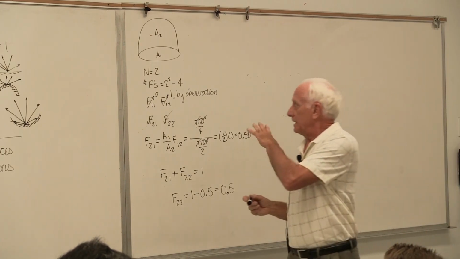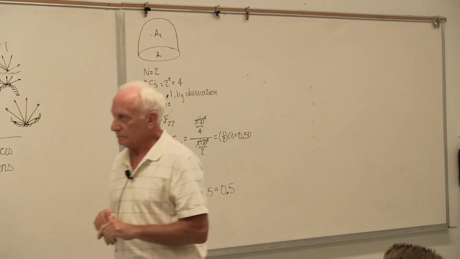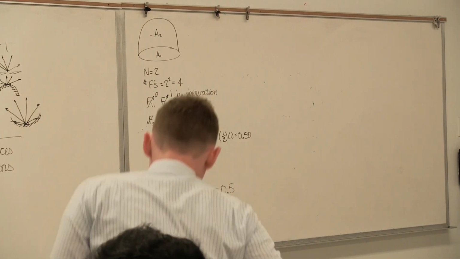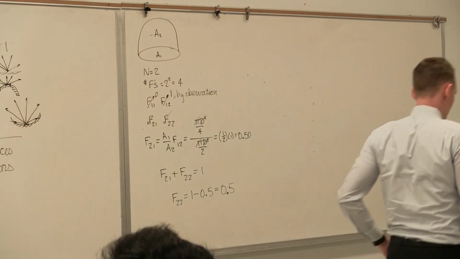That's called view factor algebra. Now, a lot of times it's not that simple. A lot of times you have to go back to the basics and find these guys from that equation. So I'm going to show you how you do that. First of all, we can go to table 13.1. Yeah, table 13.1. Let's see here.